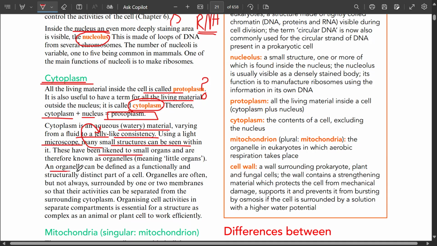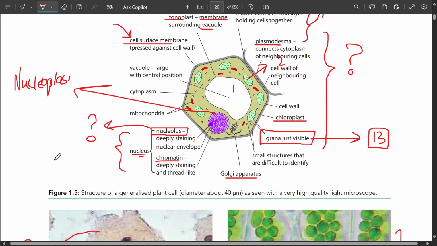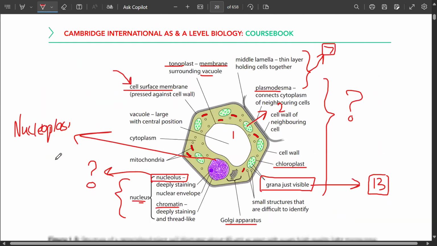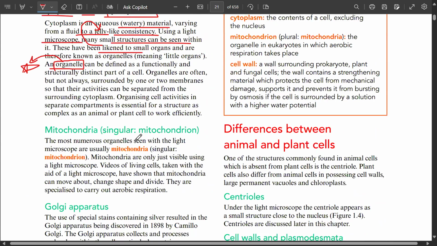An organelle can be defined as, important definition, I guess it was mentioned above. I don't know. Okay. Fair.